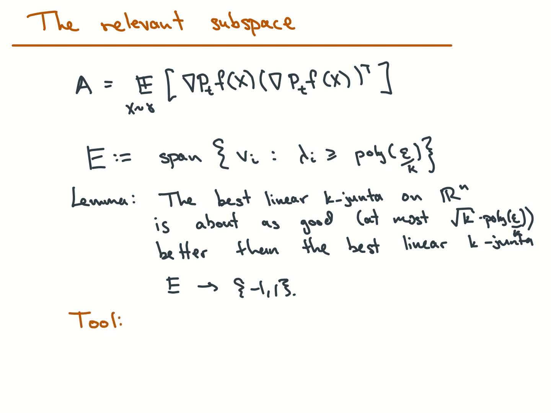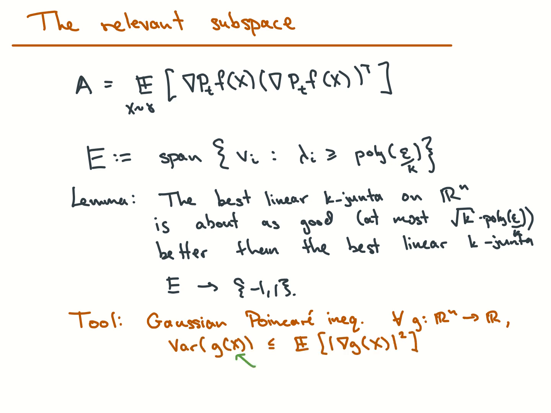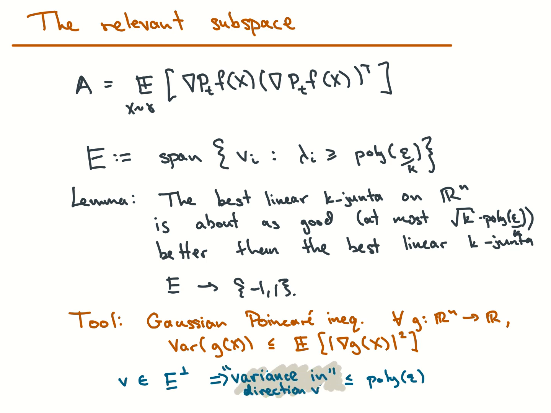Our main tool for showing this is the Gaussian Poincaré inequality, which says that for any function on a Gaussian space, the variance of the function is bounded by the squared L2 norm of the gradient. And so at a very high level, what's going on is that the directions which are orthogonal to my subspace here don't contribute much to the L2 norm squared of the gradient. And so if you apply the Gaussian Poincaré inequality just in those directions, you conclude that the function f can't vary very much in those directions.